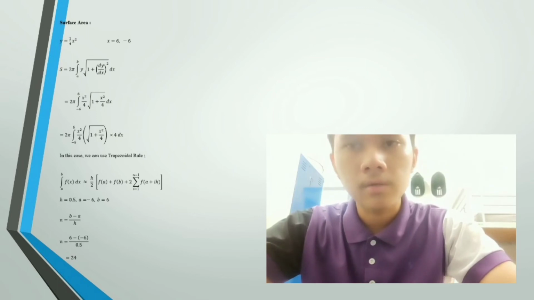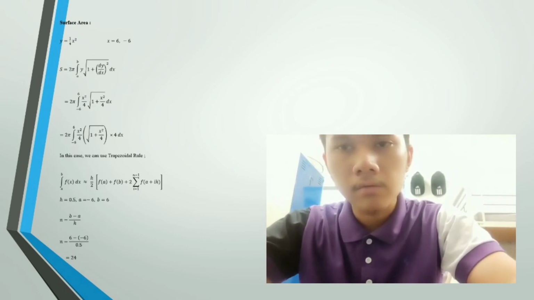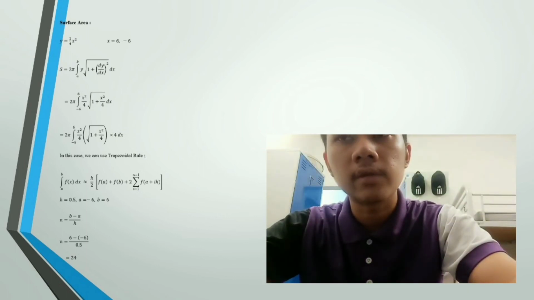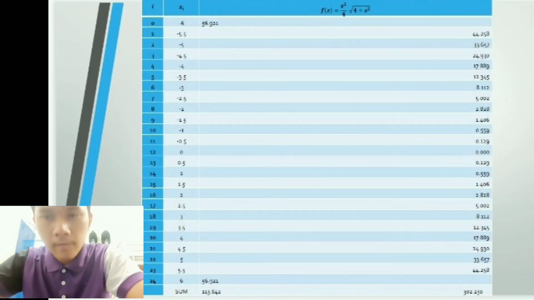After that, we need to use the trapezoidal rule. We need to use it to solve the problem and get the solution. In this trapezoidal rule, we use h equals 0.5, and a and b are negative 6 and 6. All these values we need to put in the formula of n, so we can get the value of n, and then we can solve the surface area.